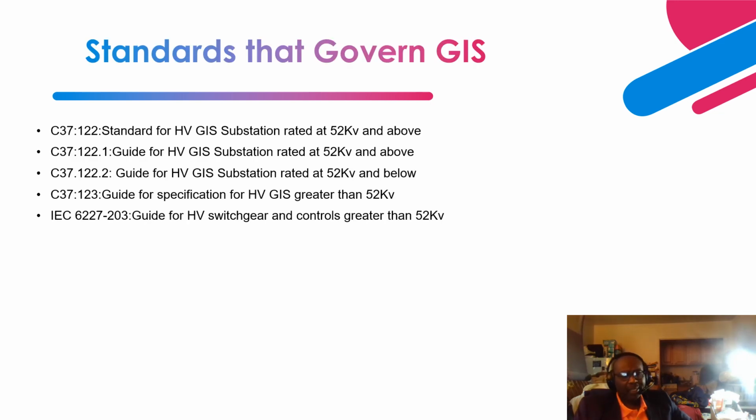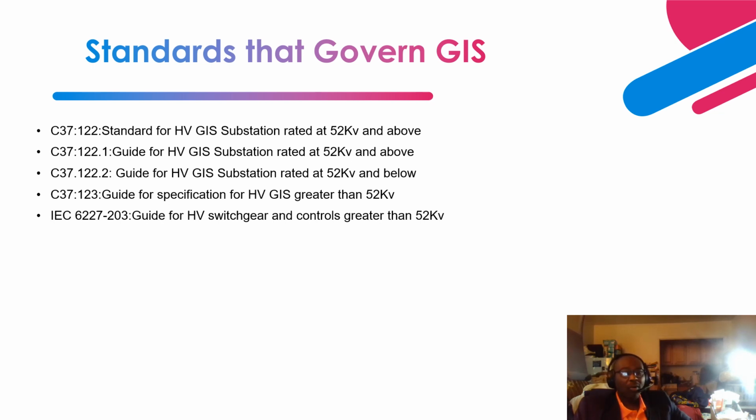Now let's talk about the standards that govern a gas insulated switchgear. For every analysis that you perform and every governing maintenance that you want to implement, you need to take a look at the governing standards, right? Okay, so for a gas insulated switchgear, we have IEEE standard C37.122, and this is just a standard for a high voltage GIS substation in general. That is a gas insulated switchgear that is located in a substation, right?